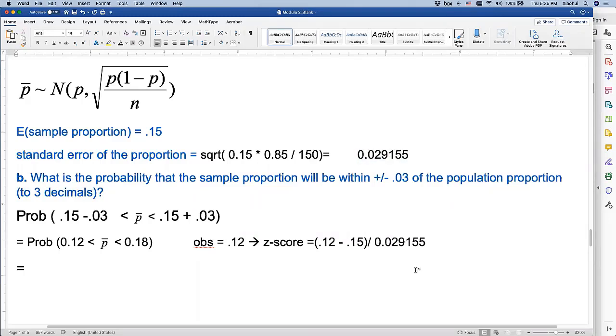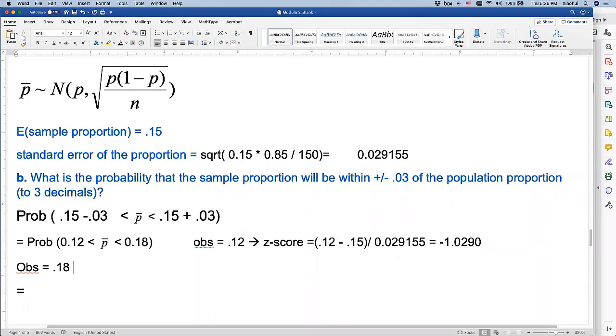Is this part clear, how I did it? Okay, so this is an additional step you have to do. Use your calculator, you should be able to find it. This is going to be minus 1.0290. Okay. You can do the same thing for the next observation, which is 0.18 as well.